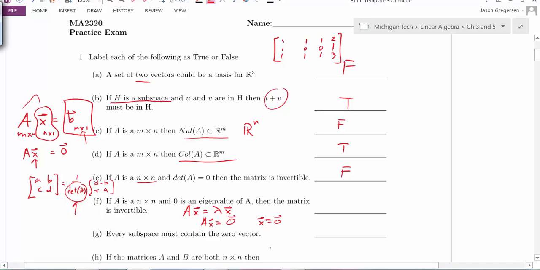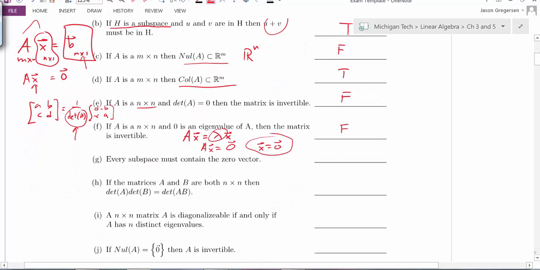But we're looking for non-zero vectors as eigenvectors. And so this would say that there does not exist any non-zero x's, which means there couldn't be any eigenvectors, which means this couldn't possibly be an eigenvalue. So this one must be false.